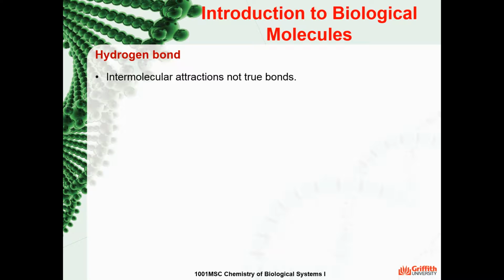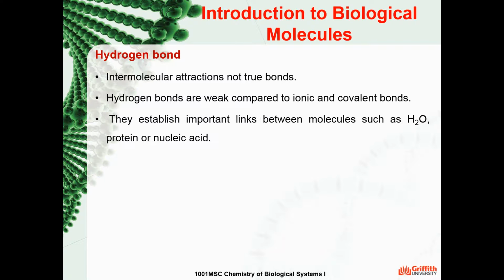So hydrogen bonds are more like intermolecular attractions than true bonds. Hydrogen bonds are weak compared to ionic and covalent bonds. They do not bind atoms into molecules, but rather they establish important links between molecules such as water, or between different parts of a large molecule such as a protein or nucleic acid.